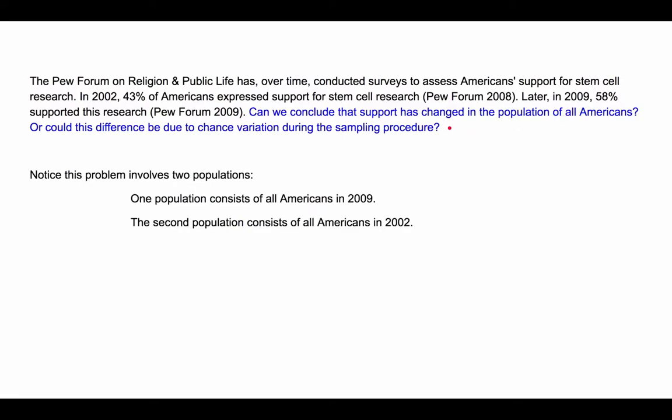Notice this problem involves two populations. It might not seem like it does, but it actually does. The first population is all Americans in 2009. The second population is all Americans in 2002. Now in stats, we consider these two different populations because not only might they consist of some different people, but maybe people have changed their minds. So we have two different populations.